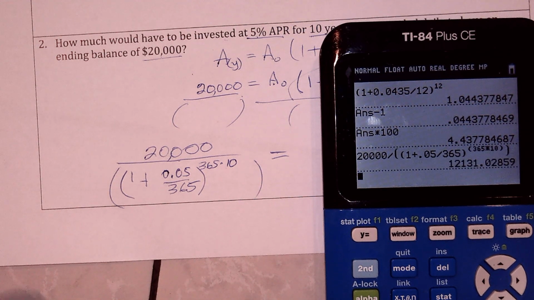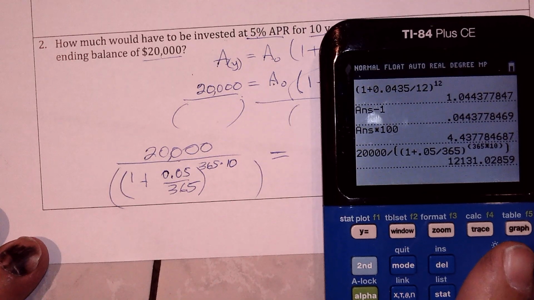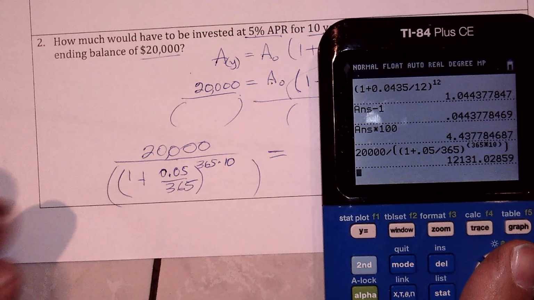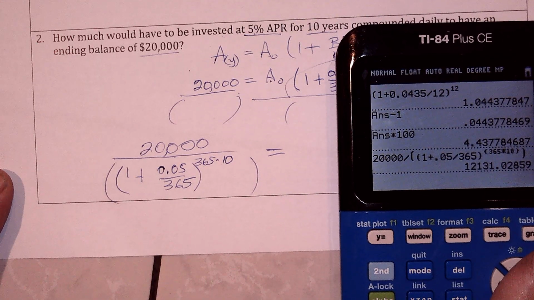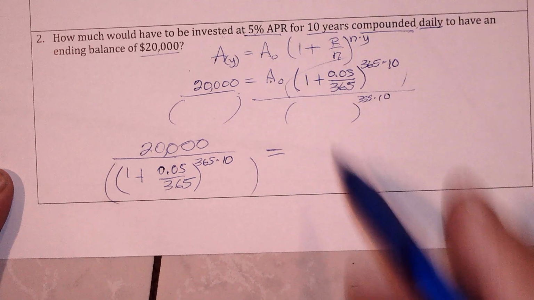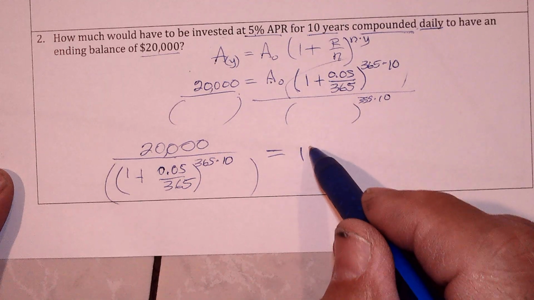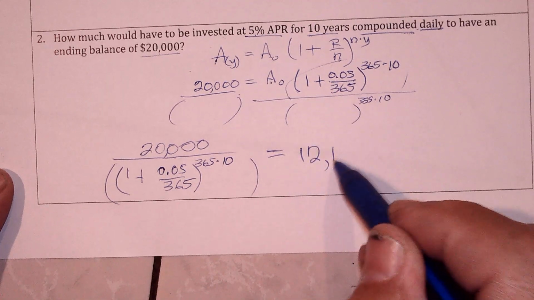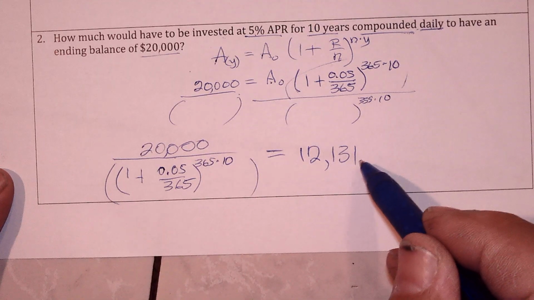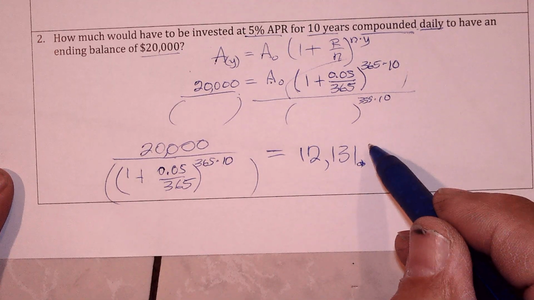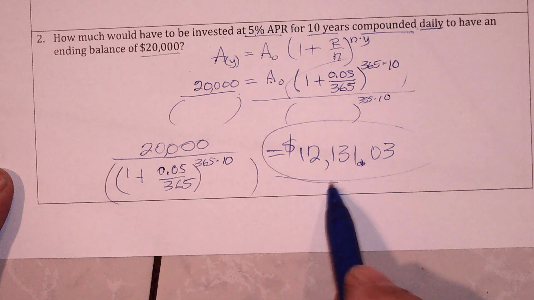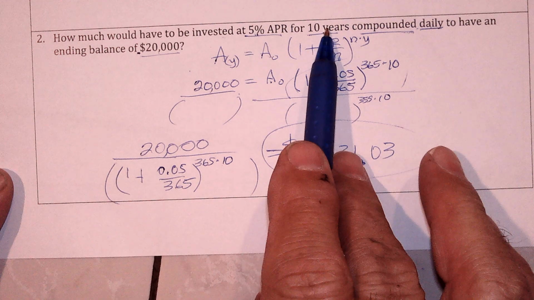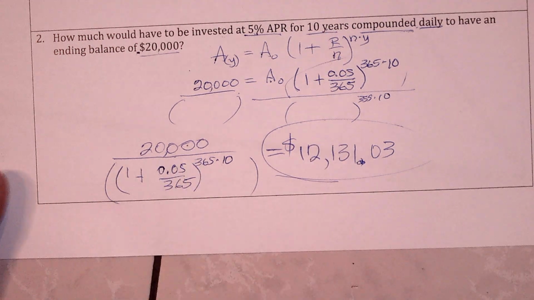And it says I'd have to start with $12,131.03. If I put that much in under these conditions, I'll end up with $20,000 after 10 years.